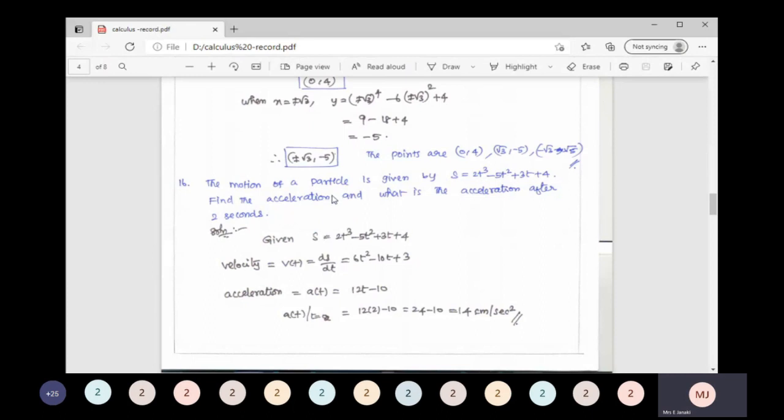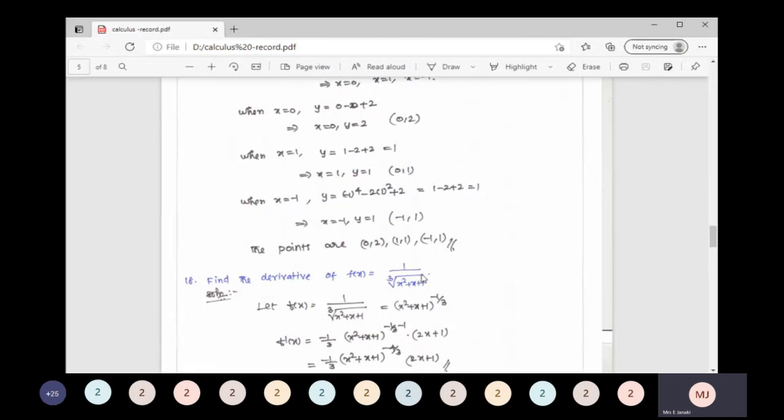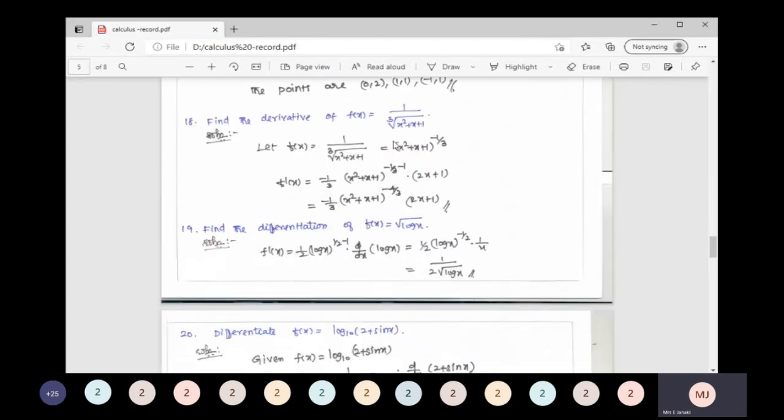To find the acceleration, first we have to find the velocity. Velocity means differentiating s with respect to time t, so ds by dt is the velocity. Differentiating the given function s with respect to t, we get 6t squared minus 10t plus 3. The derivative of 3t is 3, and 4 is a constant.